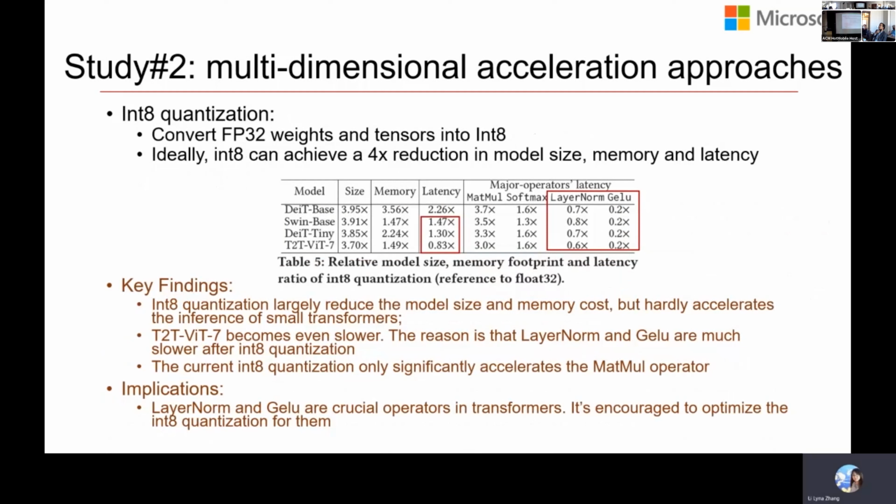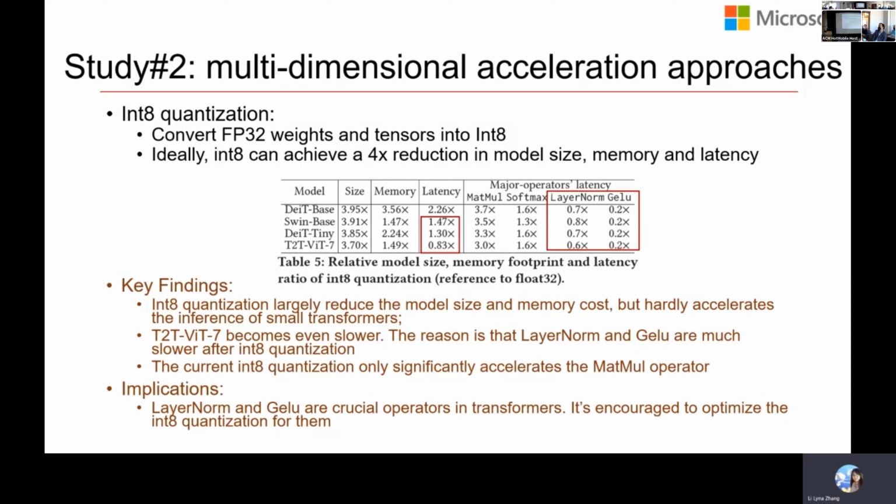We now evaluate the int8 quantization. It converts FP32 to int8 with minimal accuracy loss. Ideally, it can achieve 4 times the reduction in model size, memory, and latency. We conduct the int8 quantization on 4 vision transformers and compare the relative model size, memory footprint, and the latency ratio to FP32.